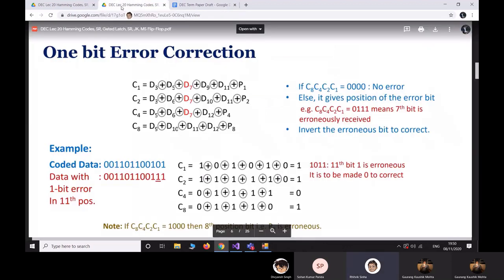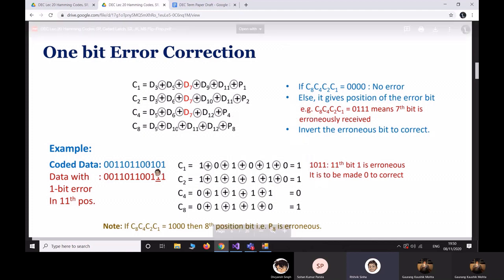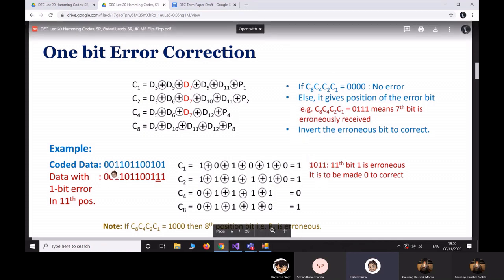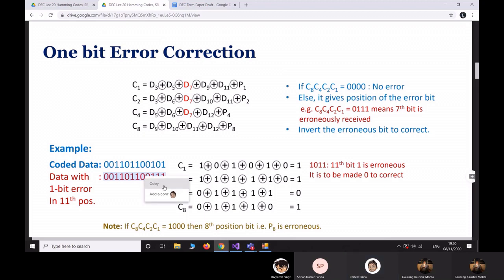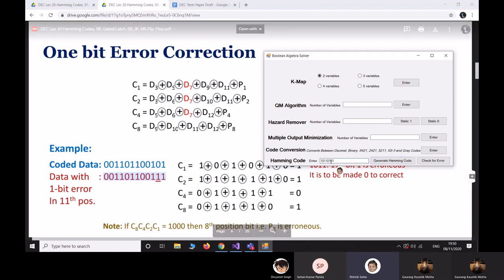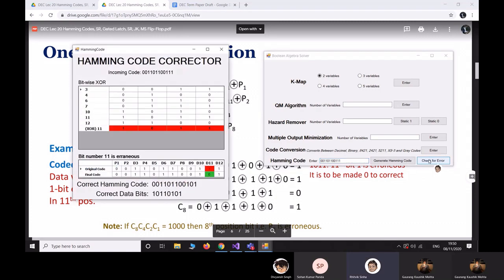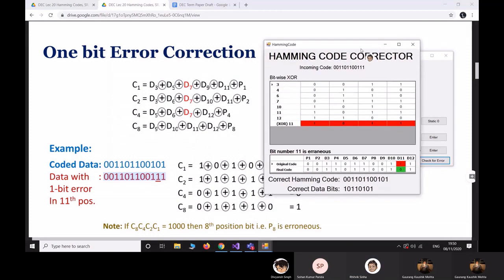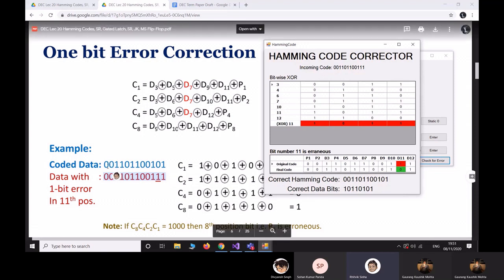Trying to replicate that with another example that was given out to us in the class. This is the same example as above, the same coded data, but here there is an error in the 11th position. I'll try to copy that and replicate that over here, and checking for error, we find out that indeed it is the 11th bit that has the error, and the corrected data matches with the original coded data.